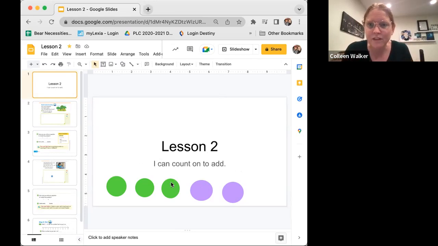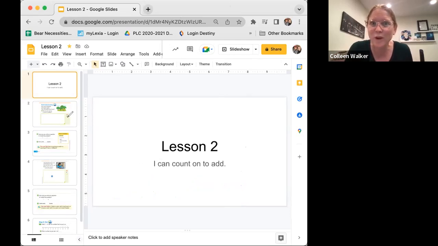Ready? Start at 3. 3, because there's 3 green. And then what comes next? 4, 5. Was that faster? Yes, it was. It was faster. So I'm going to go ahead and clear all my drawings, and we are going to turn to the first page.